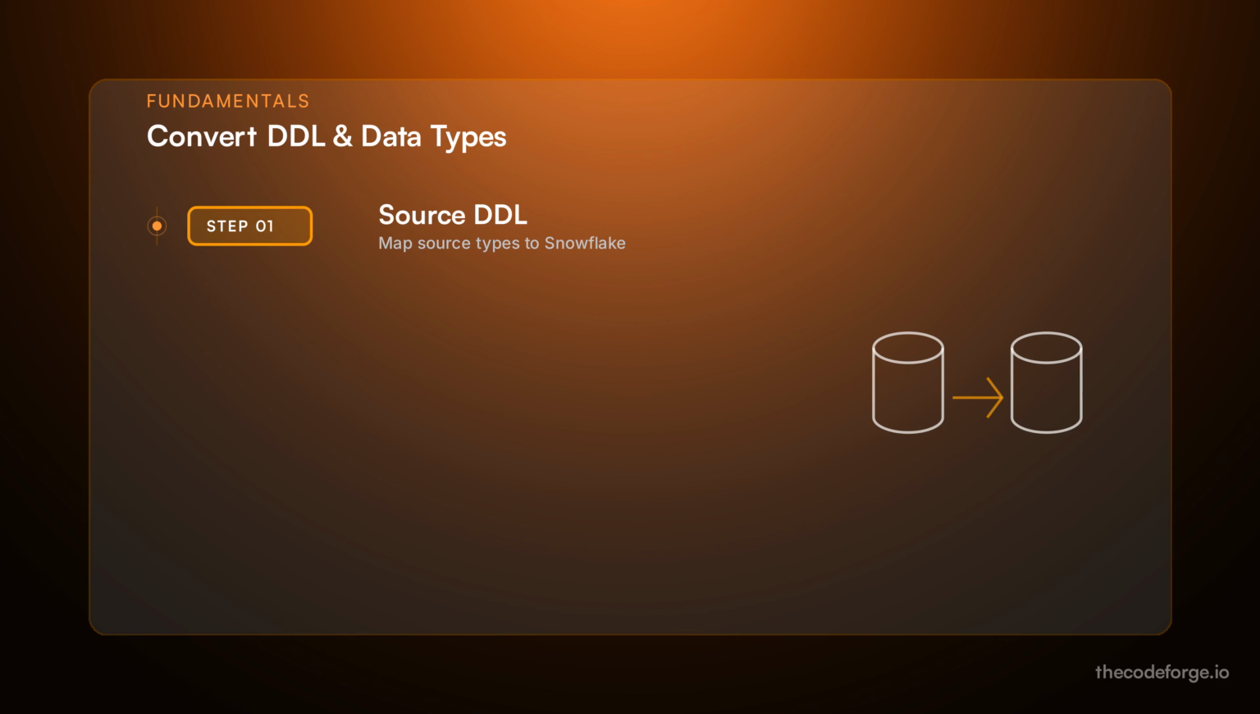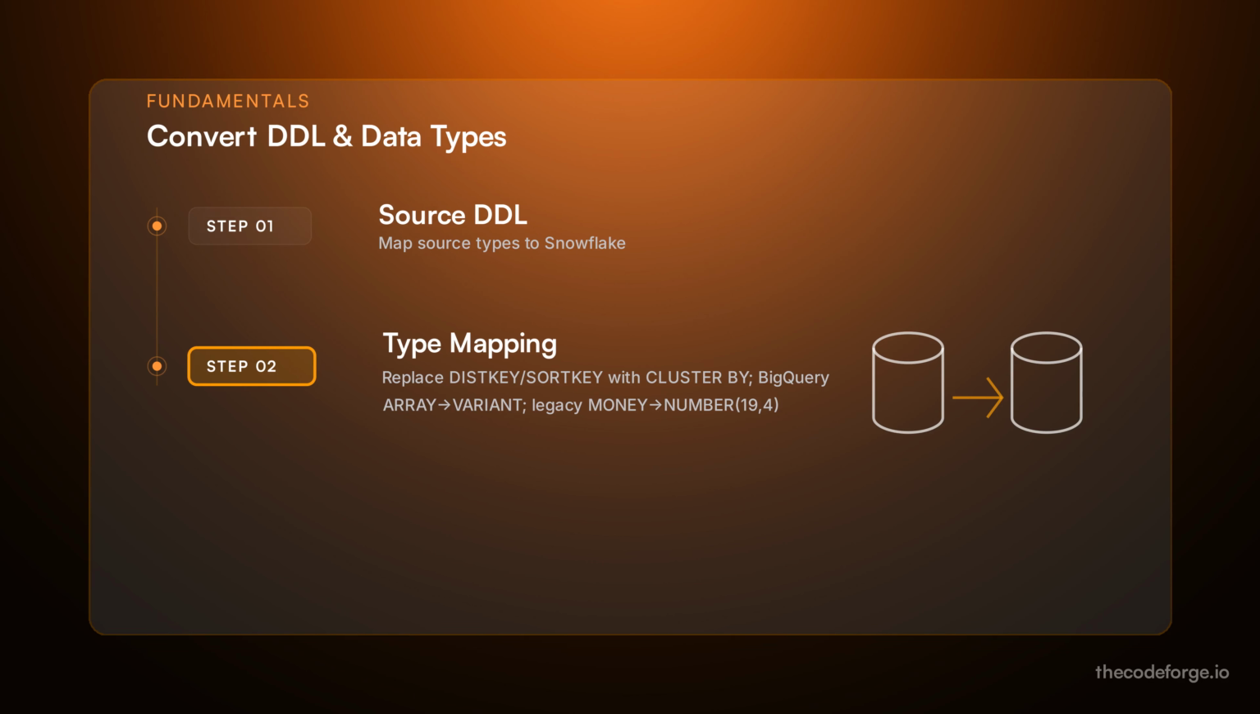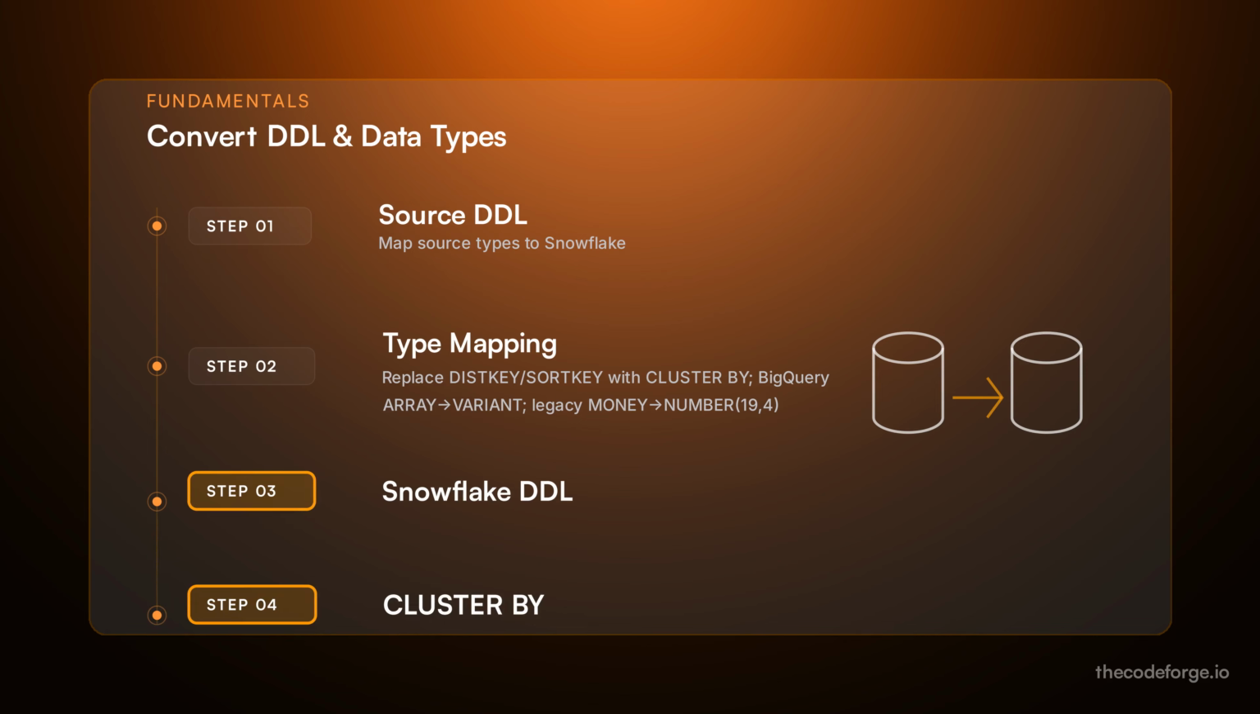We parse the source DDL, map types to Snowflake equivalents, replacing distkey, sortkey with cluster by, BigQuery array to variant, legacy money to number, then generate the Snowflake DDL. Clustering keys replace partitioning, and legacy indexes aren't needed.